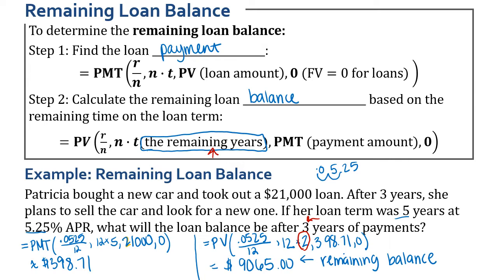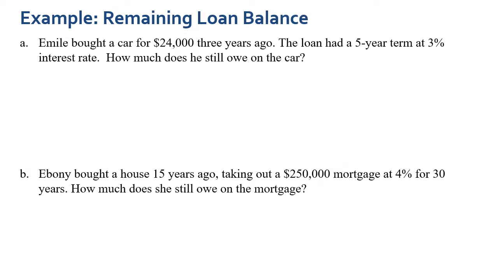Let's do one more example. Example, remaining loan balance. Emil bought a car for $24,000 3 years ago. The loan had a 5-year term at 3% interest rate. How much does he still owe on the loan?